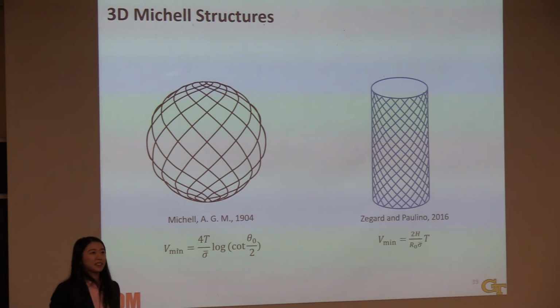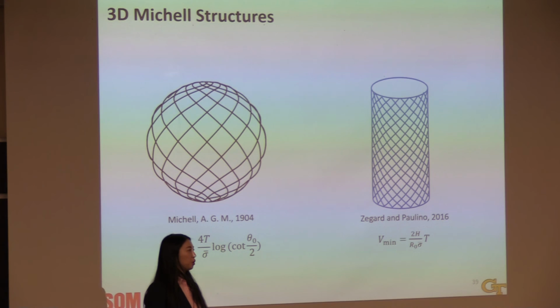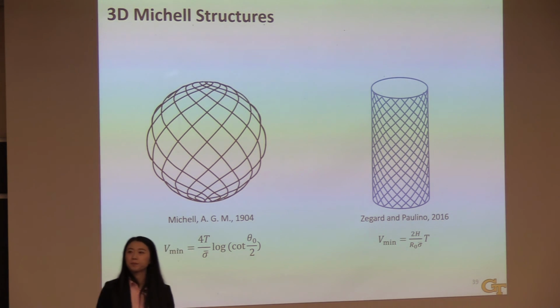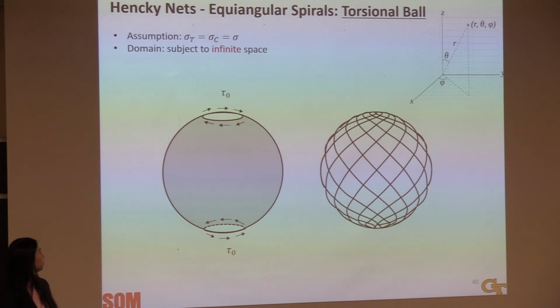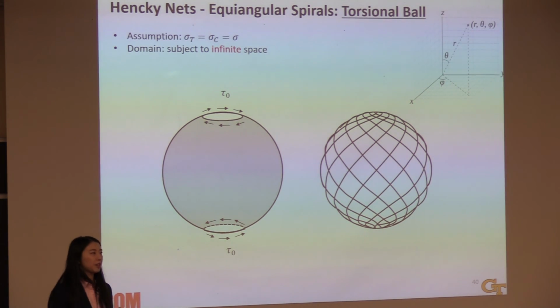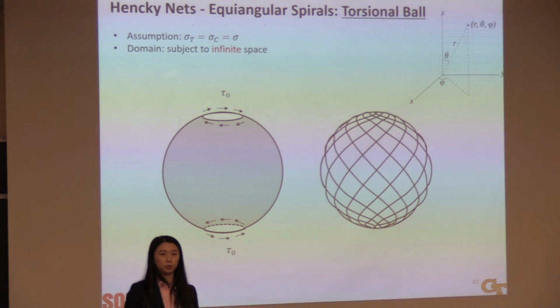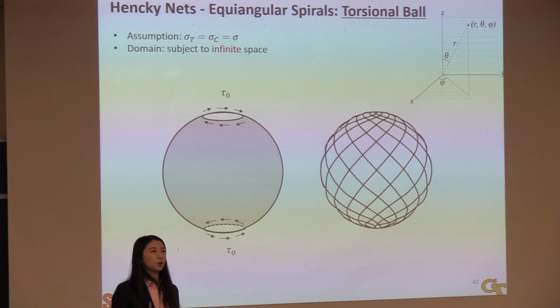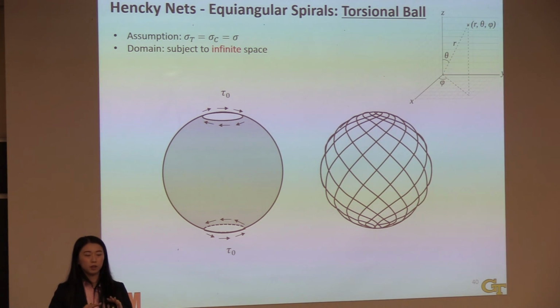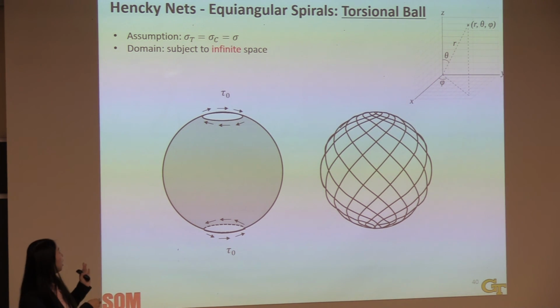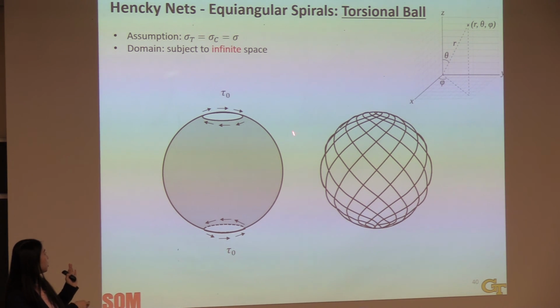So now let's take a look at some 3D Michell truss examples. One very famous one is a torsional ball. I wanted to point out here that the proof I'm giving today is a partial proof, because in the original Michell paper, this torsional ball is derived with a design space that is infinity. But here I do a partial proof where I restrain your Michell truss to this sphere.